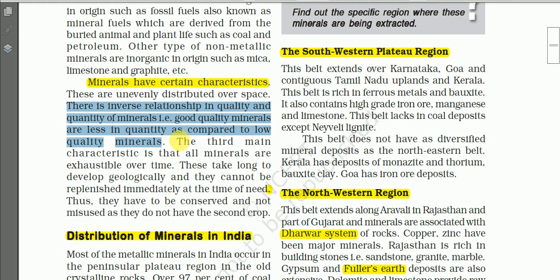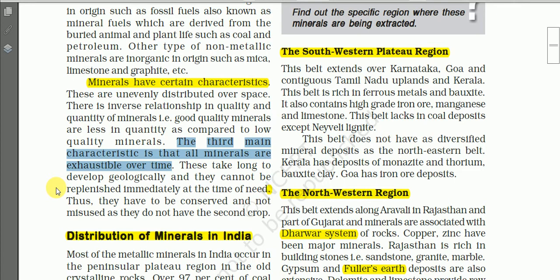Then the third main characteristic is that all minerals are exhaustible over time. All the minerals may be recycled for some years, but in due course of time all the minerals will be exhausted. That means all the minerals are exhaustible, cannot be renewed.